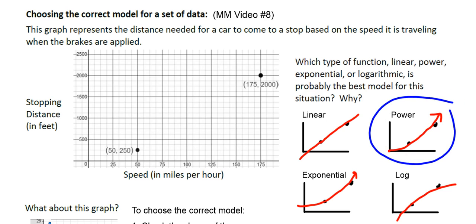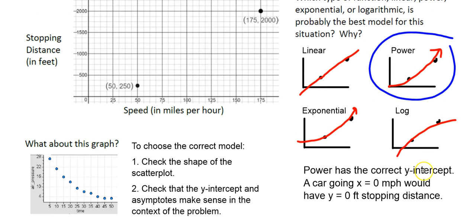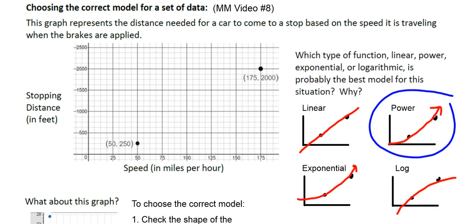The power function makes the most sense in the context of this problem because a power has the correct y-intercept. A car going 0 miles per hour, which is the x value, would have a y value of 0 feet stopping distance. If we were to put that point 0, 0 on here, we can also see the curve shape that fits a power function nicely. So using common sense with the y-intercept is one thing you need to do.